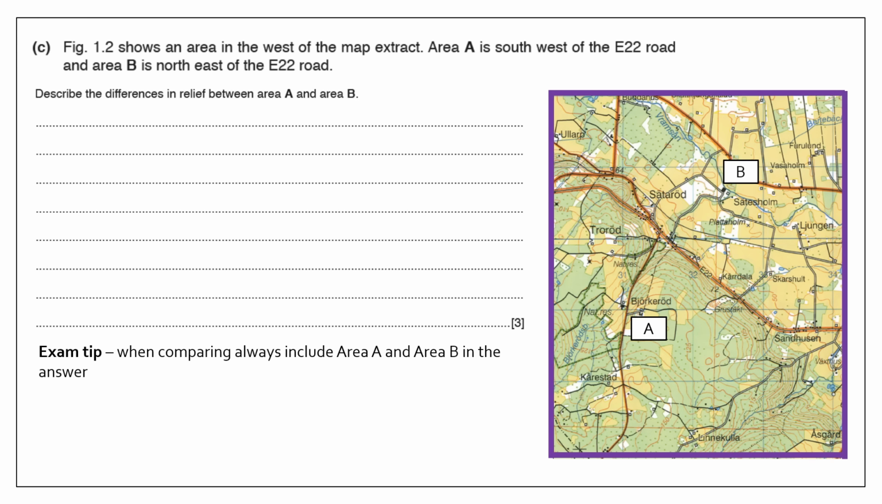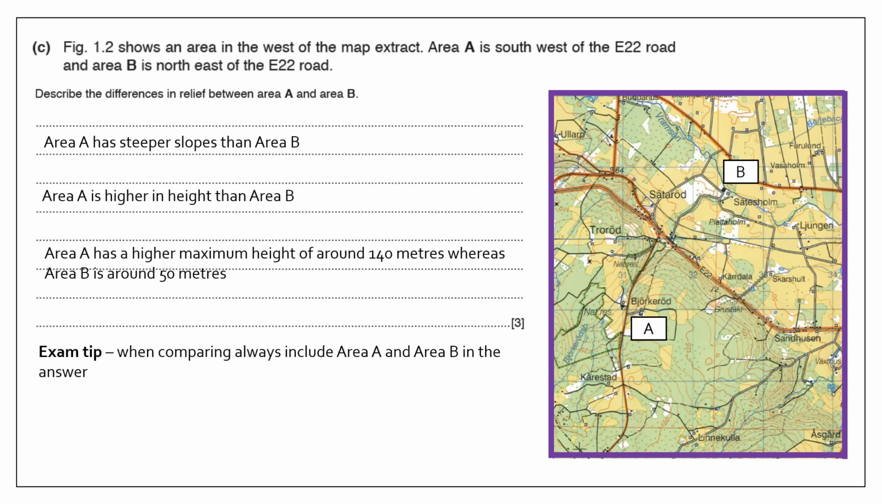So if we were to compare area A and B, well, area A, the contour lines are much closer together than area B, so we can say that area A has steeper slopes than area B. There are still slopes around area B. We can also say, due to the contour lines, so I can see 150, 125 meter lines, that area A is certainly higher in height than area B. The only line I can see is a 50 meter line, and I can't see any others. And so I can use that map evidence to help me describe the height of the land. So area A has a higher maximum height of around 140 meters, whereas B looks to be around 50 meters.